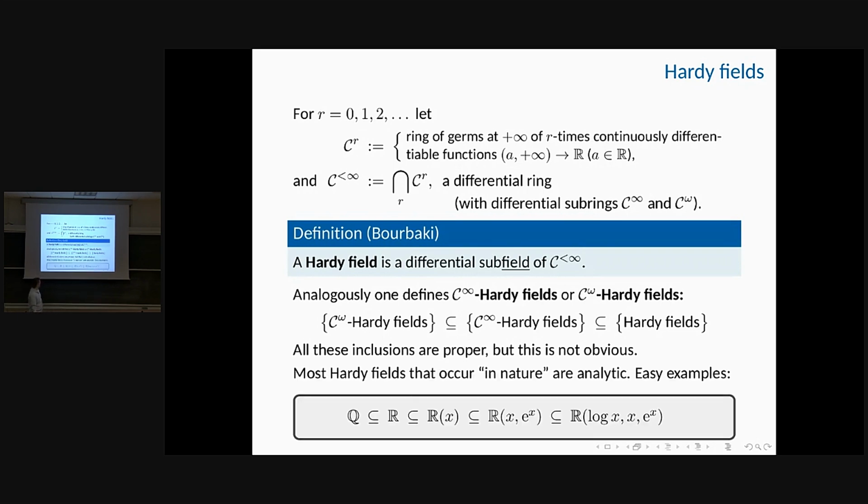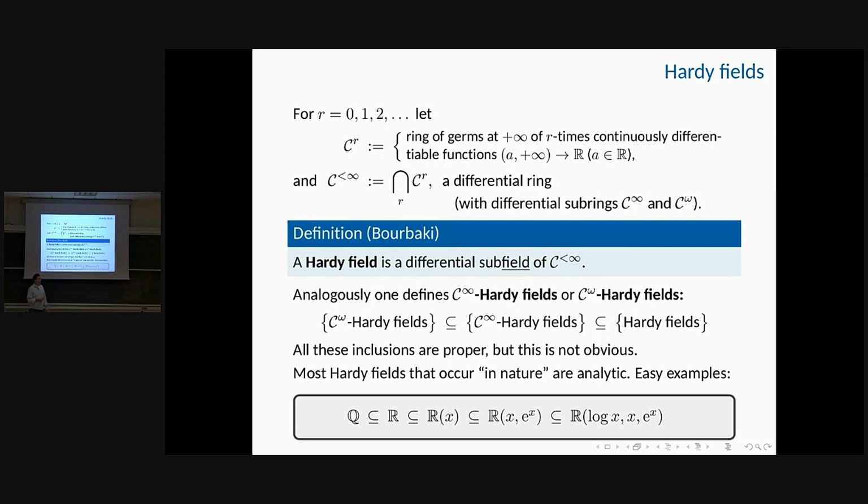Now, here are some easy examples. If you take the constant functions, or rather the germs of the constant functions, they form a Hardy field, namely R. It's obviously a field, and if you take a derivative of a constant function, you get 0, so it's closed under the derivative. Something more interesting is the germs of the rational functions with real coefficients.